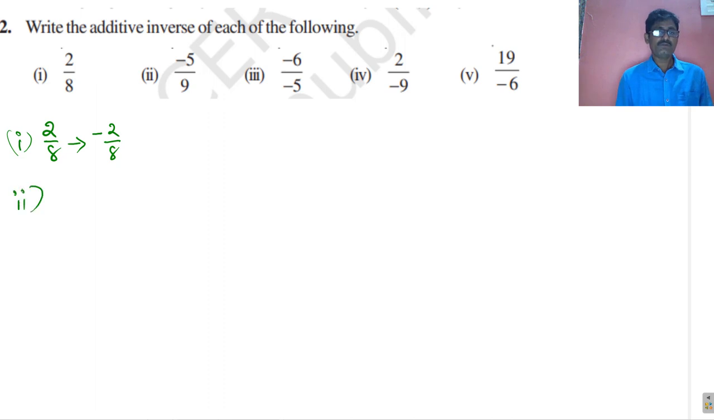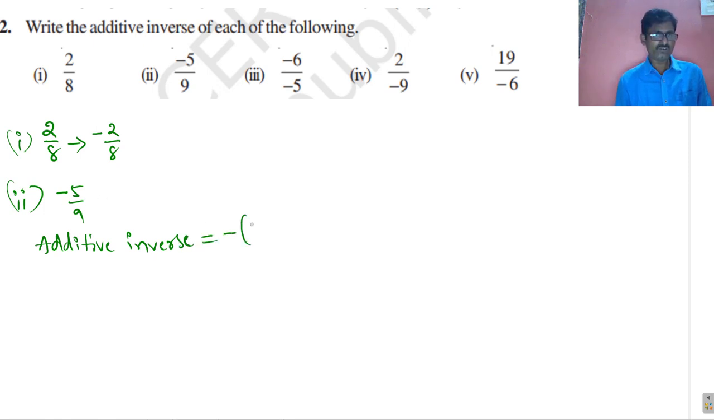Now second problem, negative 5 by 9. For this additive inverse is equal to, change the sign, that means minus of minus 5 by 9. This is what we need to write. This is equal to minus of minus means plus 5 by 9. That is the additive inverse of negative 5 by 9.